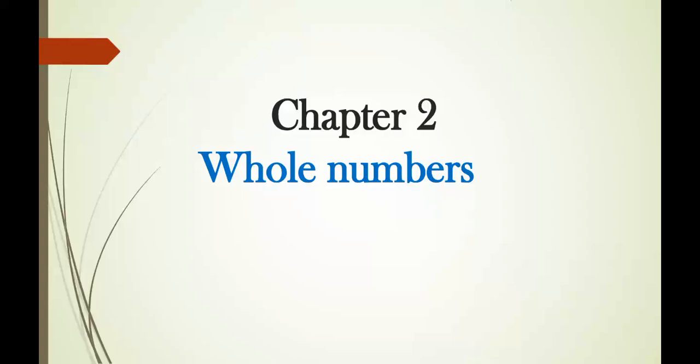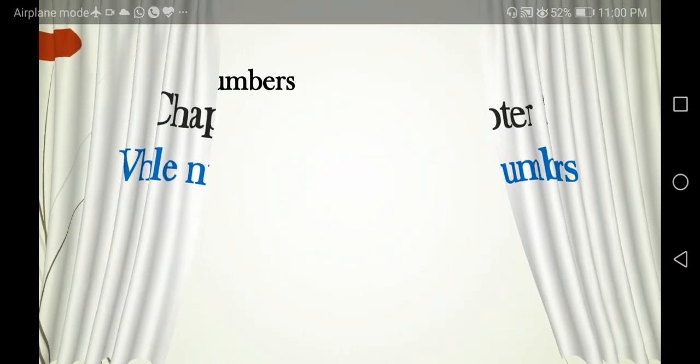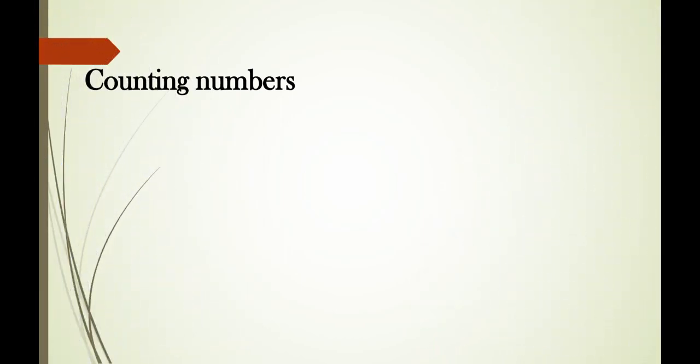Hello children, today we will start our new chapter, that is chapter 2, whole numbers. So in this chapter we will see some types of numbers. So the first set of numbers is counting numbers. Counting numbers means the numbers which you will use for counting.